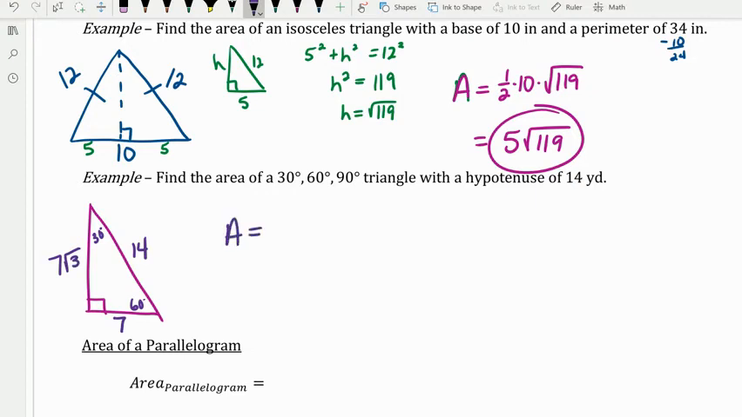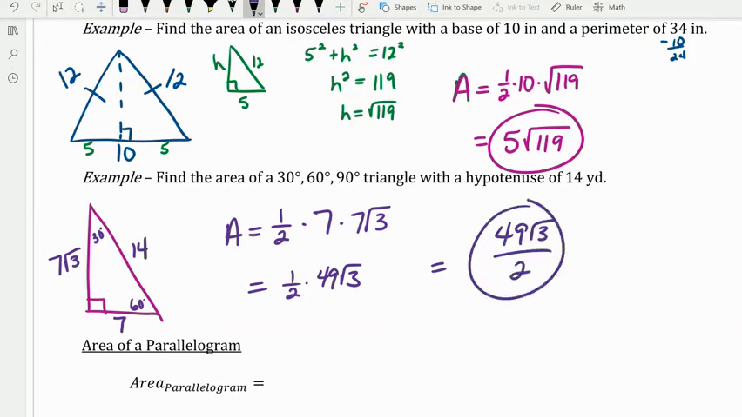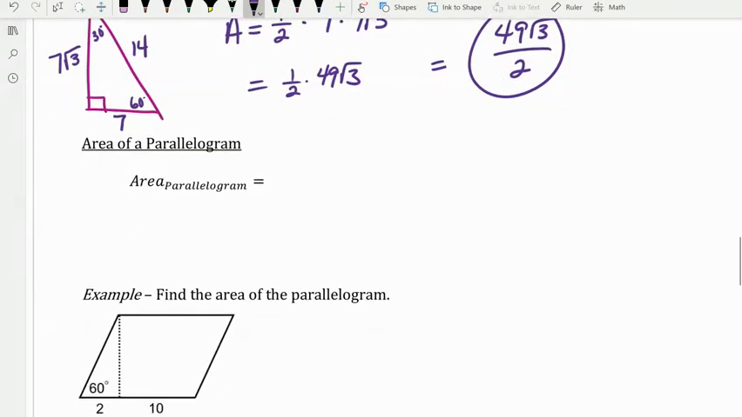So then the area of our triangle would be 1/2 the base of 7 times the height of 7 radical 3, because those are the ones that are perpendicular. So we get 1/2 times 49 radical 3, which I could write as 49 radical 3 over 2. There's our area.